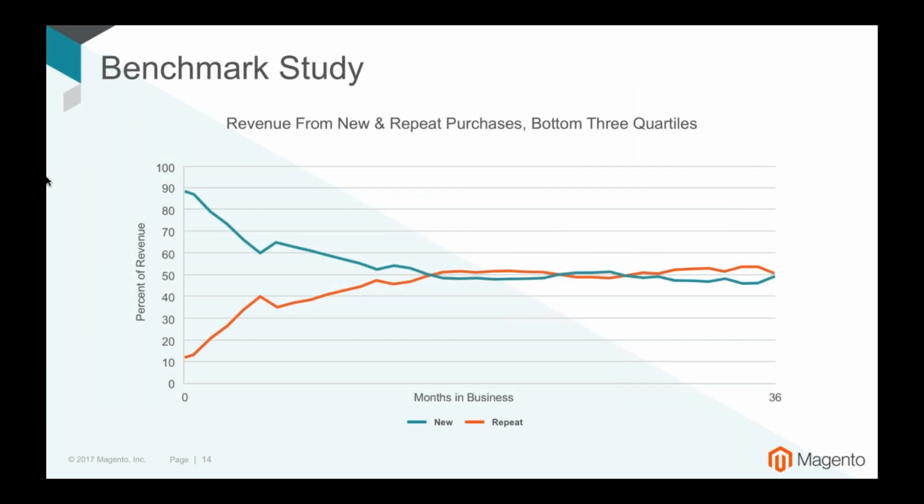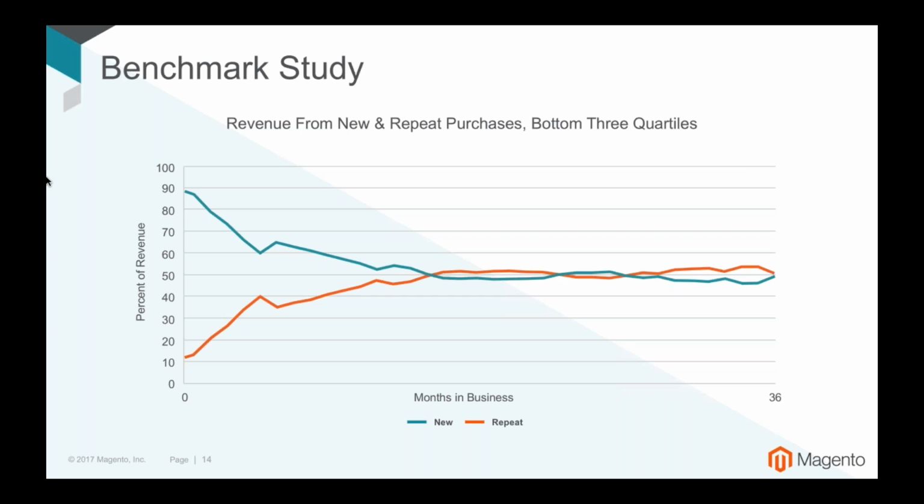So this is a chart that contains, again, data from those several hundred e-commerce companies that we studied that shows 2 lines. One is the percentage of revenue that is coming from new purchasers. That's that greenish blue line that you see. And then one is the percentage of revenue coming from repeat customers. And this is shown over time for the first 36 months of these businesses' lives. And this particular chart shows everybody except the top performers.